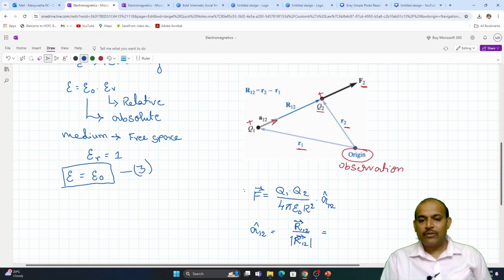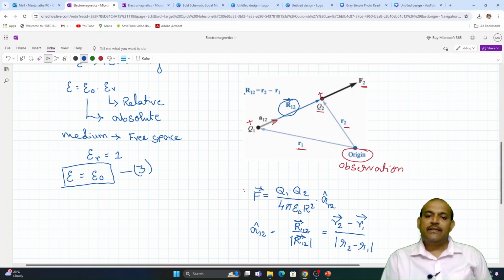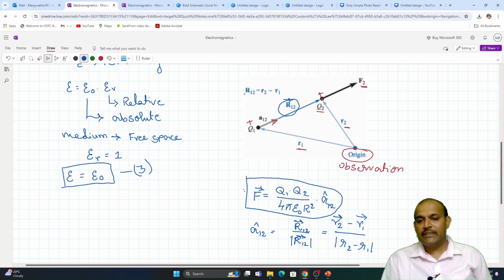So what is this vector r12? If I want to specify the vector, it is given by vector r2 minus r1, because I take the observation point as the reference point, divided by the magnitude of r2 minus r1. So this is called the unit vector. Now I can substitute the value of a12 in this equation.